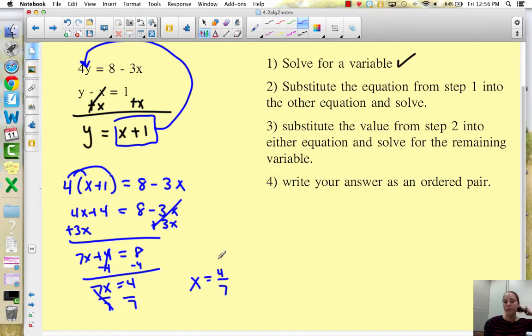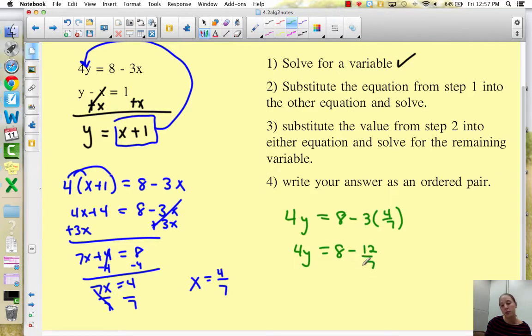Now it says step 3, I need to solve by substituting the x value back into an equation. It doesn't matter which equation you use. You can pick whichever one you're more comfortable with. So let's just say I picked this top one. I'm going to take my x value and plug it in wherever I see an x. So 4y equals 8 minus 3 times 4/7. Okay, so now I'm just going to simplify what I have. You could take 3 times 4, that's 12, so we get 4y equals 8 minus 12/7.